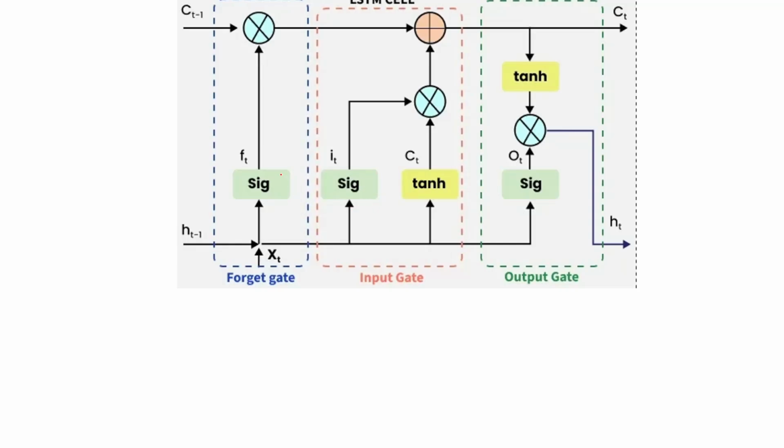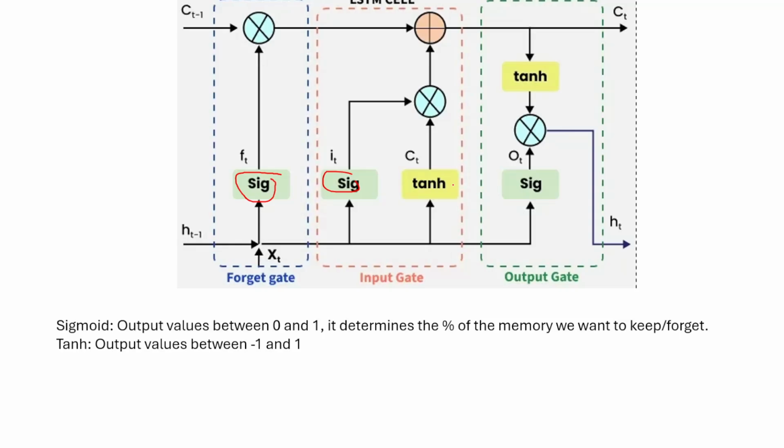So before we do that, we can see that there are several sigmoid and tanh activation functions. These are not random. We specifically use these two in this architecture because with the sigmoid function, the output is between 0 and 1. We will use it to determine the percentage of the memory we want to keep or forget. So if the result after the activation is 0.95, we will either keep or forget 95% of the information. And in the tanh, the value is between -1 and 1.